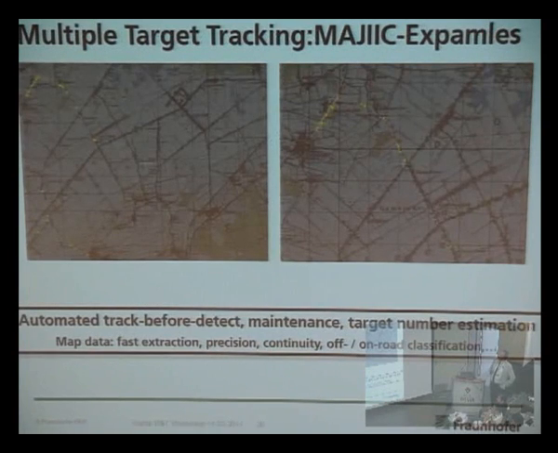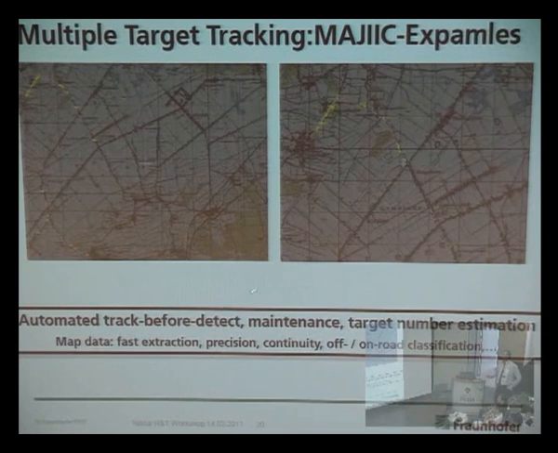This is an example, screenshots from MAGIC examples, ground moving activities. We wish to track them. We wish to have an automated track before detect, to find them. We wish to maintain them, even in case of clutter. We wish to estimate the target number. We wish to exploit roadmap data. If roadmap data are available, we can fastly extract tracks. We can produce precision tracks. We can produce tracks that are continuous, and we can even classify off-road and on-road targets. If a road-moving target is leaving a road, that's quite interesting.